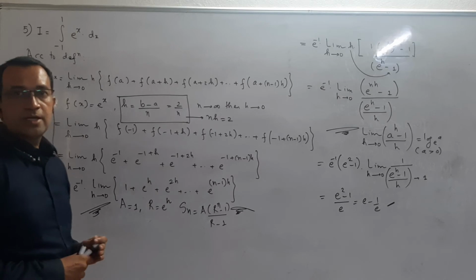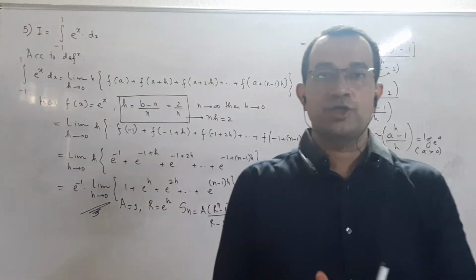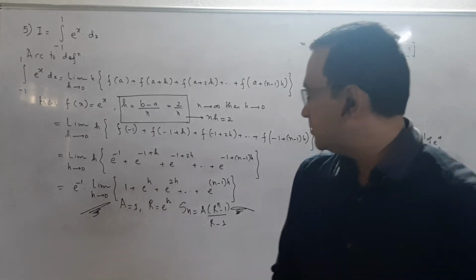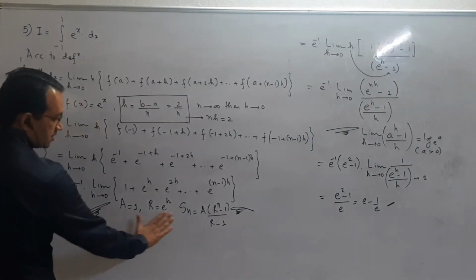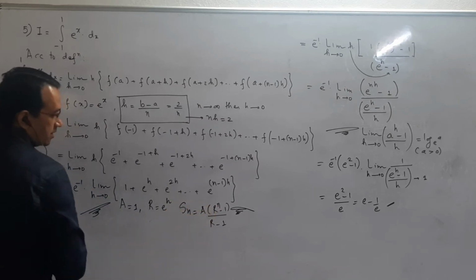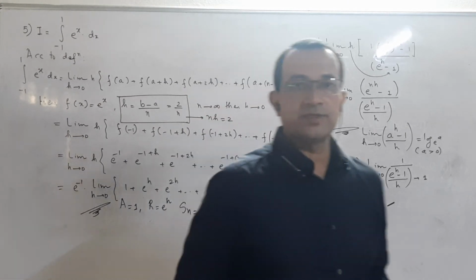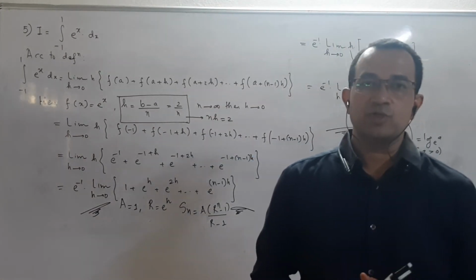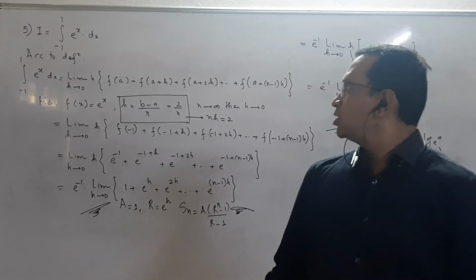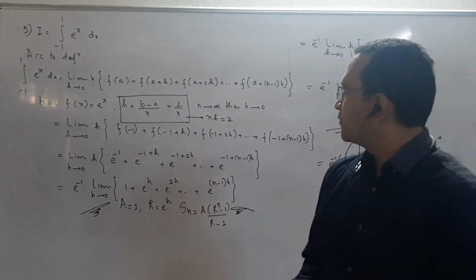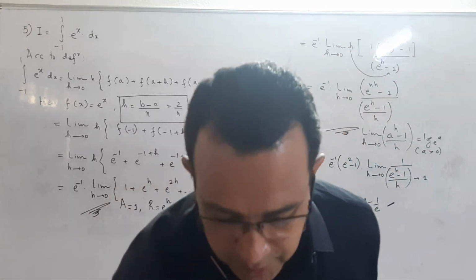So here some important concepts of geometric progression, students, are applied. S n is equal to a into r raised to n minus 1 upon r minus 1. This is the sum of n terms, students, of a geometric progression. So this is slightly different from the traditional sum because we have an exponential term.